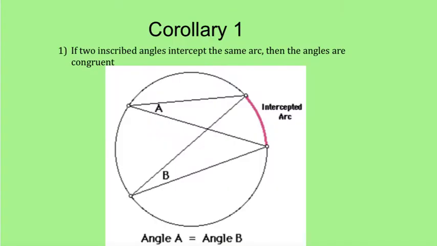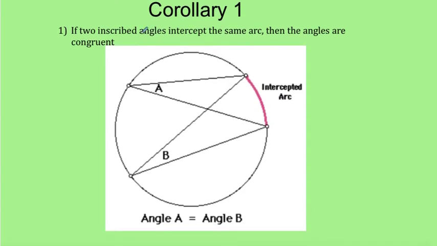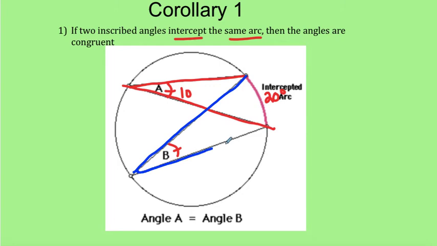All right, so the first one is that if 2 inscribed angles intercept the exact same arc, then the angles would have to be congruent. So in this case, angle A would be congruent to angle B, but let's see why. If this arc is 20 degrees, angle A is an inscribed angle, so it would be half of it, so it's 10. And B also has that same intercepted arc, so it would also be 10, making them congruent.